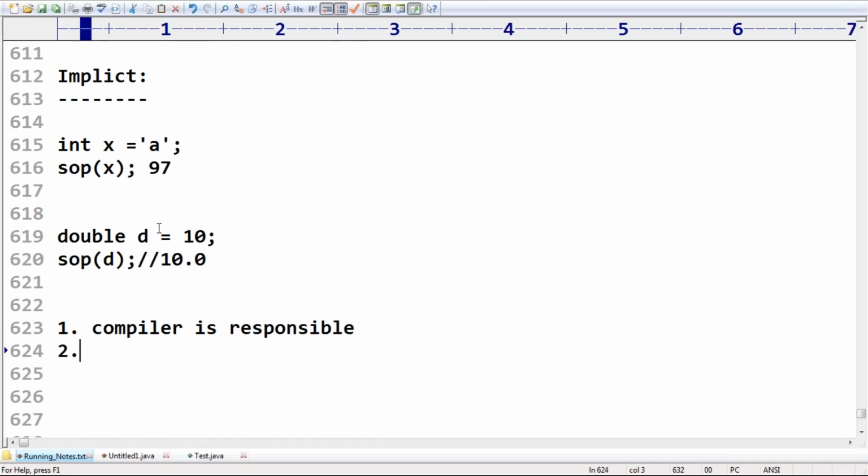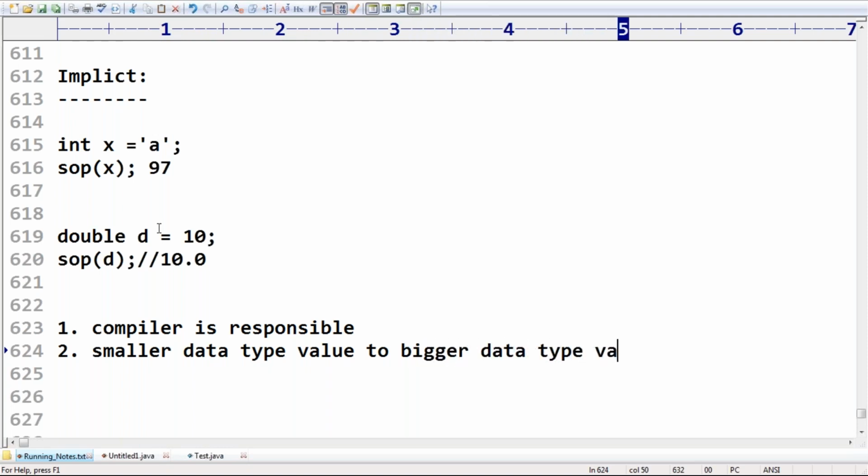Next, when will this typecasting be performed? Whenever we are assigning a smaller data type value to a bigger data type variable. Okay, like that. So here 'a' means what?